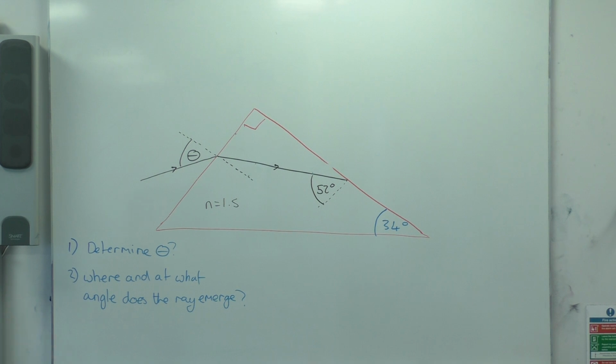at an angle of 52 degrees to the normal. So the questions are as they stand here. Determine what theta is, and that is the angle to the normal of the incident ray coming into the block. And where and at what angle does the ray emerge from the block?